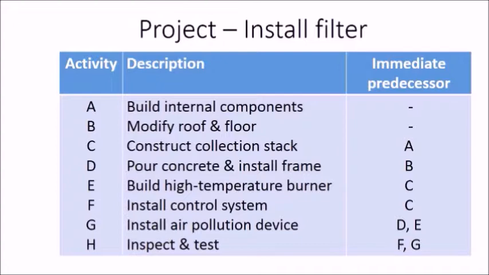This project has several activities which we label as A, B, C until H. For example, activity A is build internal components. Activity B is modify roof and floor, and so on. There is also another column called immediate predecessor. From this column, we find that the predecessor of C is A, the predecessor of D is B, the predecessor of E is C, and so on. Note that A and B have no predecessors.